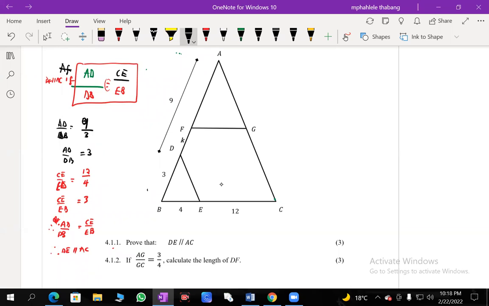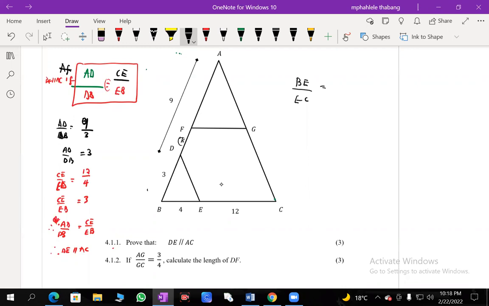We said BE over EC. Guys, that way you're not going to get it. Really, BE over EC. Do you agree? You can find K, and K for DF. Who can say BE over EC?